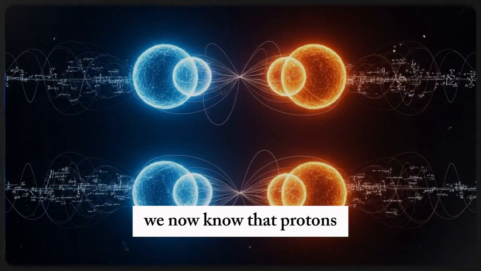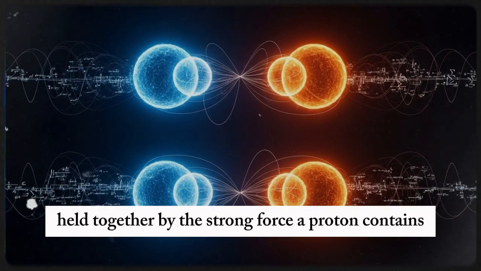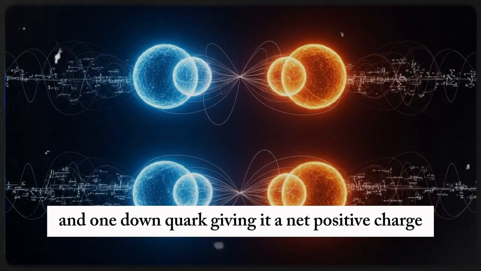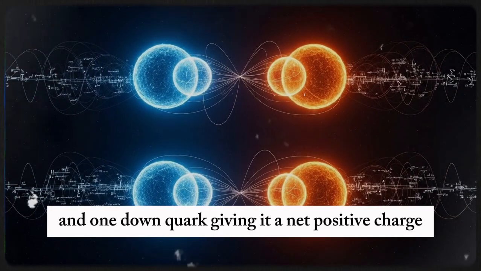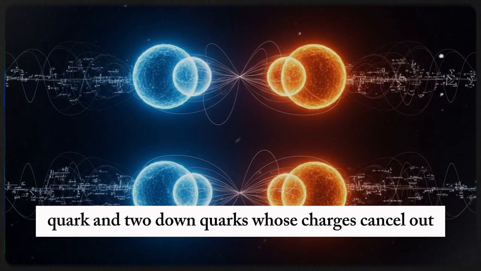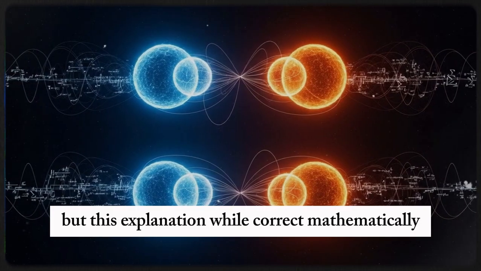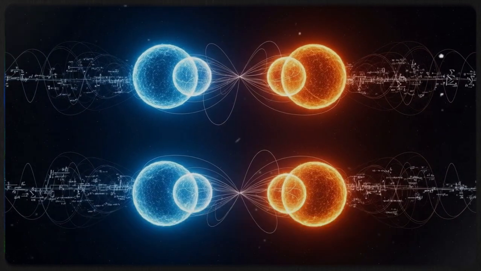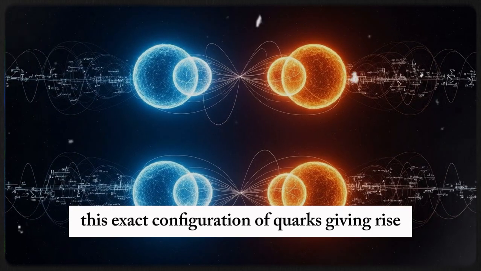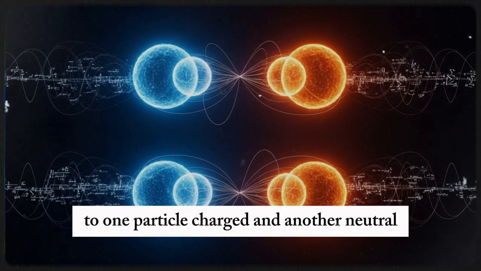We now know that protons and neutrons are not truly elementary, but are made up of quarks held together by the strong force. A proton contains 2 up quarks and 1 down quark, giving it a net positive charge. A neutron, in contrast, contains 1 up quark and 2 down quarks whose charges cancel out exactly, leaving no net charge. But this explanation, while correct mathematically, does not fully answer the deeper question. Why should nature choose this exact configuration of quarks, giving rise to one particle charged and another neutral?